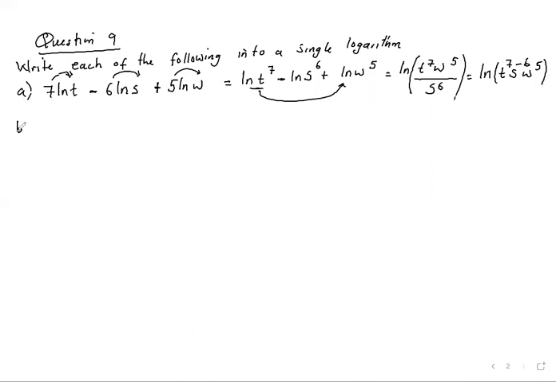Then we go to B. B is half log, the base not mentioned, so we know it's 10 if we want it. And then minus 2 log x minus 4 log y, and then minus 3 log z.